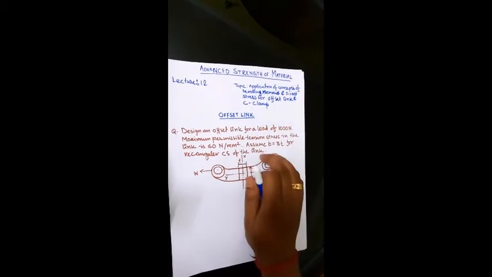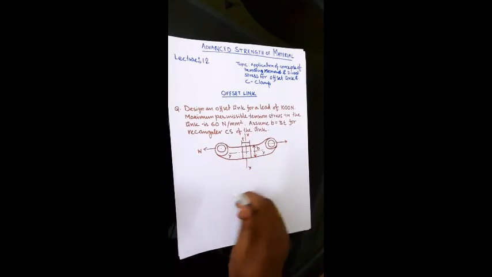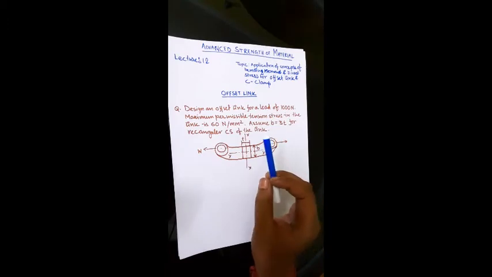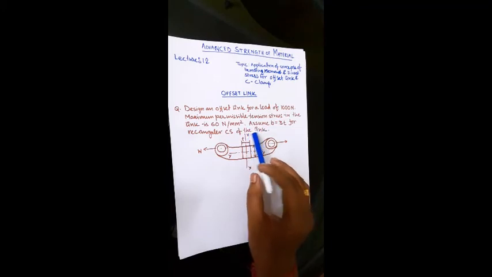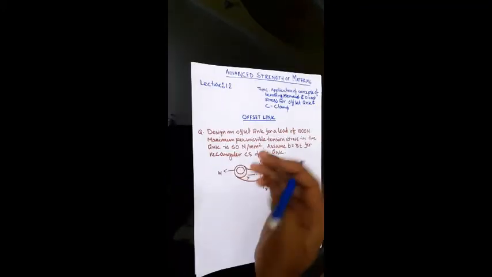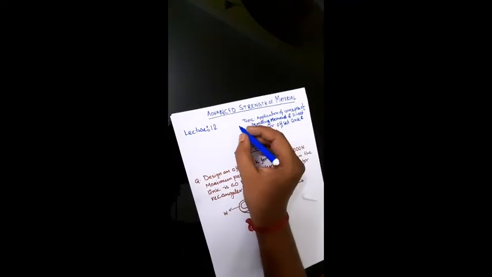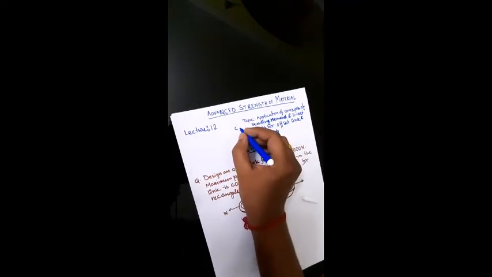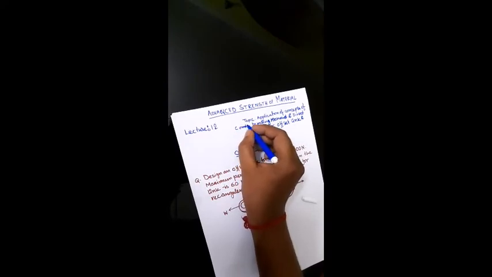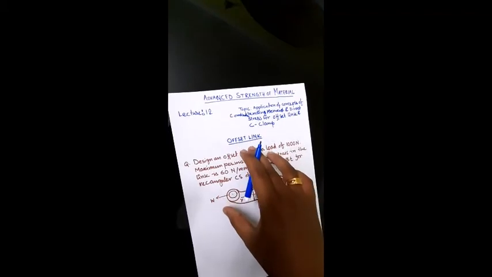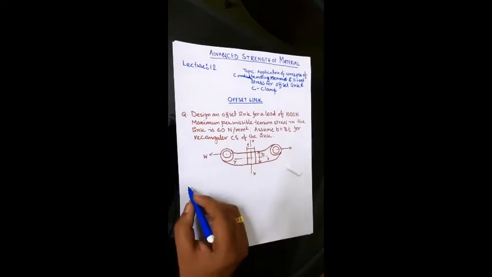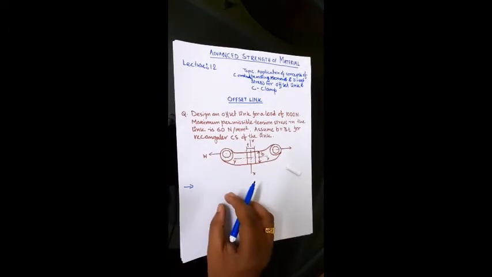These two problems we will do about offset link and C clamp. So first for the C clamp, we will see how the concept of combination of direct stress and bending stress works. How this combination of direct and bending stress works, that we will know by a solution to a problem.